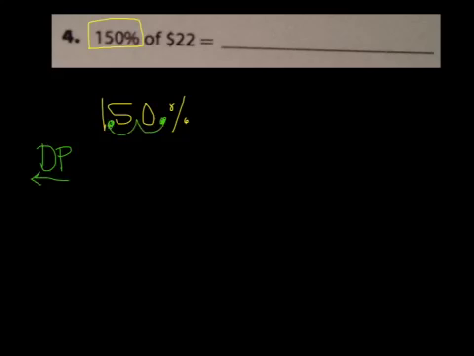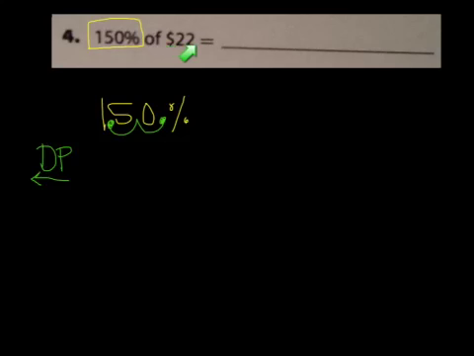The second question on your notes page says 150% of $20. I'm going to start the same way. Take the percent, apply the DP method to know what it is as a decimal. I'm going to put the decimal at the end of the number because 150 currently has no decimal in it. I'm going to do the DP method, which we said we're going to move backwards 2 times. Now my number is 1.50.